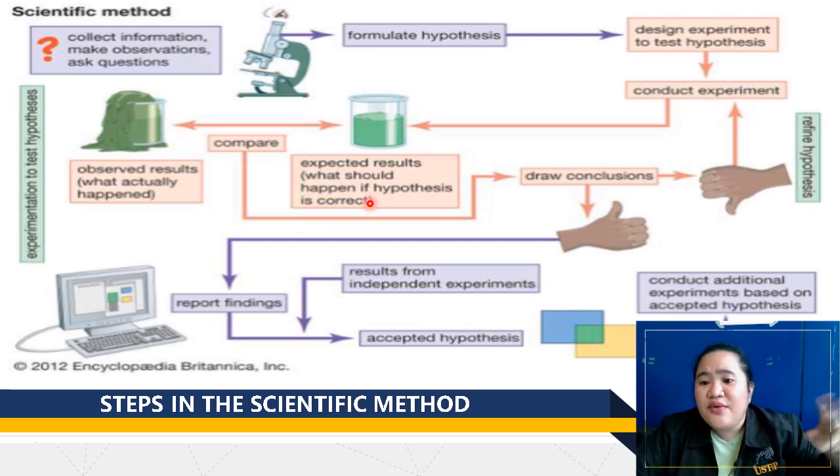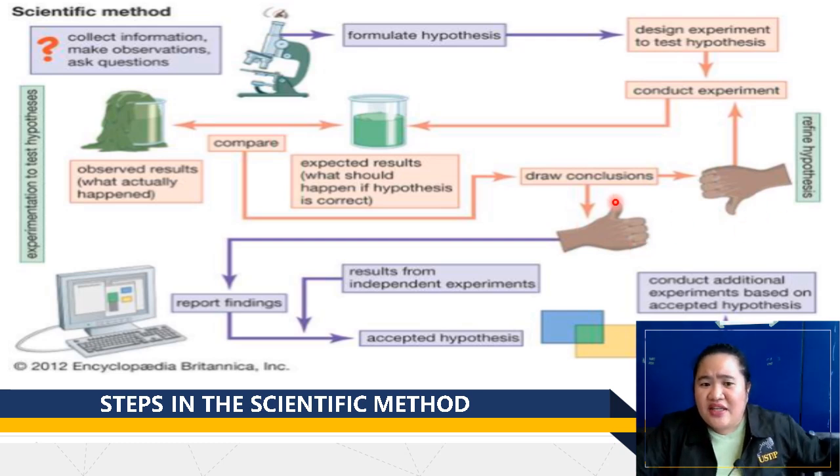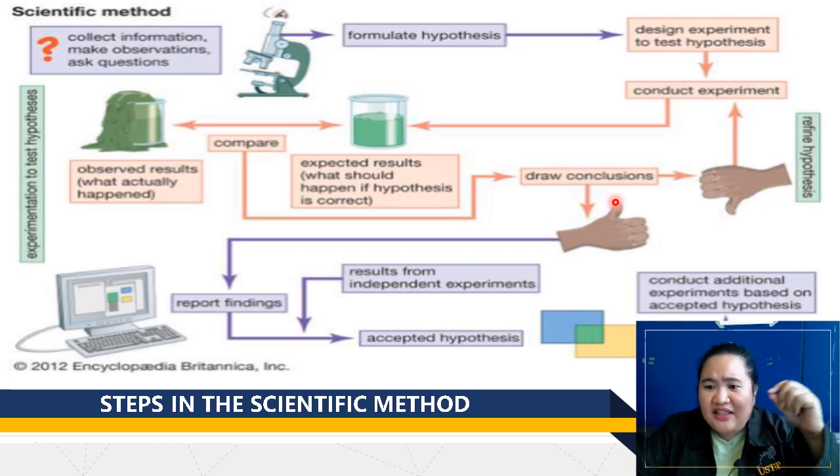Okay, so out of the results, class, you're going to draw a conclusion, whether you accept your hypothesis or you reject your hypothesis. So if your hypothesis is rejected, class, therefore you might either refine your hypothesis or create another hypothesis and then conduct another experiment. So if your hypothesis is already accepted, or whatever your result, it can also be that the hypothesis is not accepted. You can still report the findings, give that result.